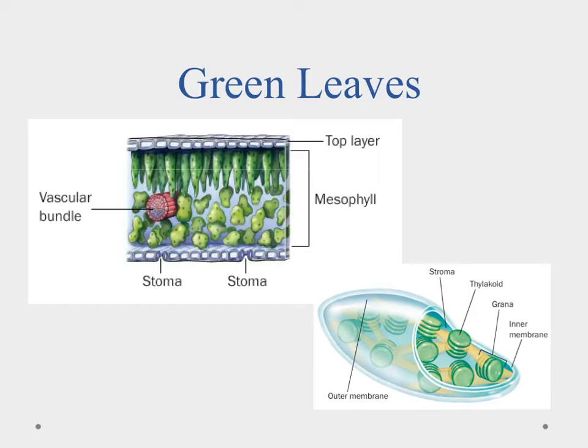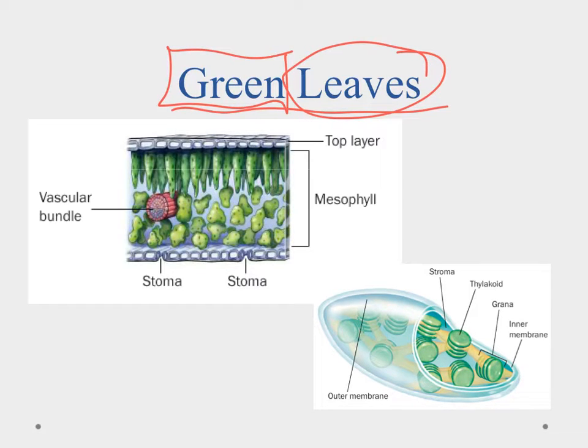So where does photosynthesis occur? Well, it happens in the green leaves. Okay, so let's focus on the leaf part first, and then we'll end up talking about why they're green afterwards. When we look at the leaves, and we have a cross-section of a leaf right here, I want you to notice a couple things in here. Okay, we have the top layer, the dermis, the outside part of the leaf.